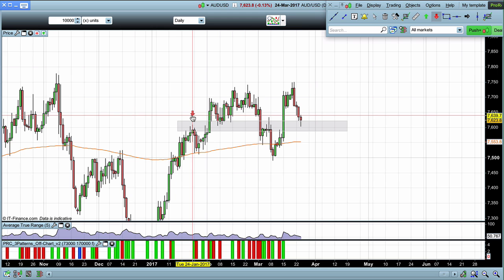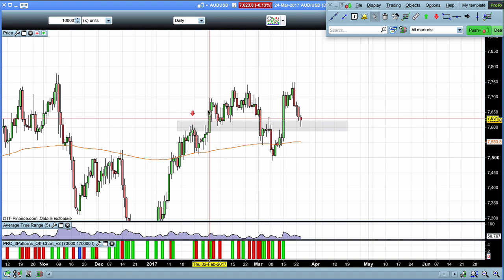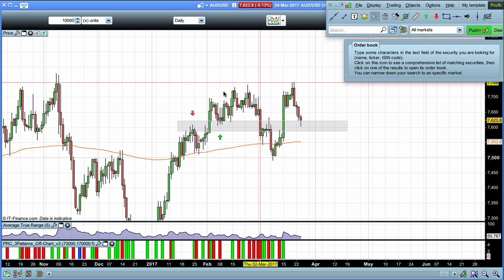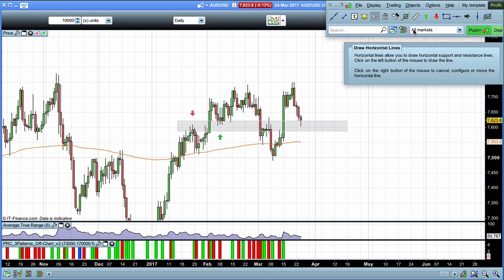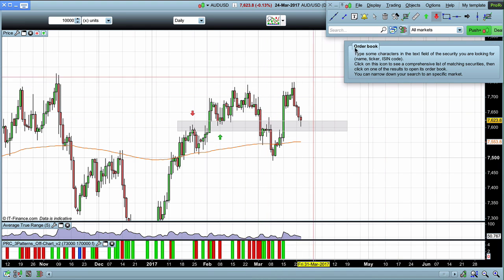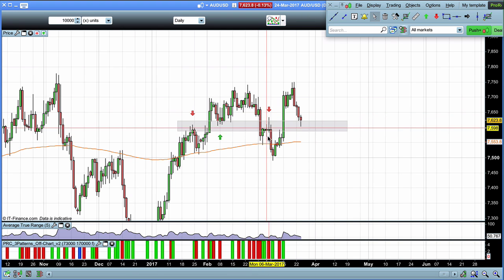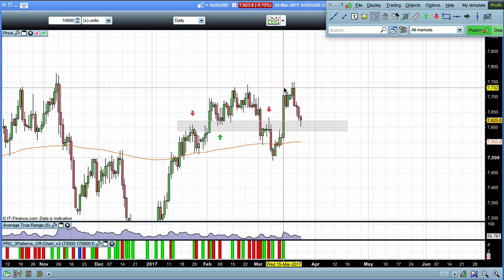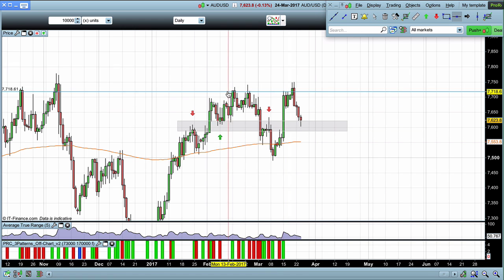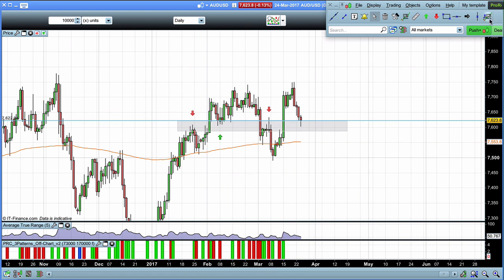We have tested it here as resistance. We break above, come back down, use the level as support. On the way back down here, you can see the market testing at these levels repeatedly. As it's coming back up, you can see the market rejecting before breaking through. So really, this level here is important for next week.